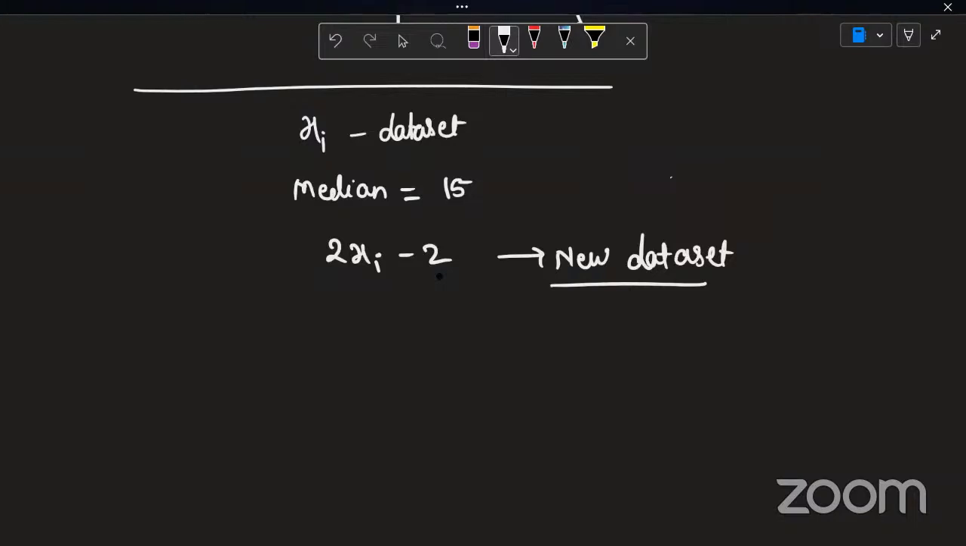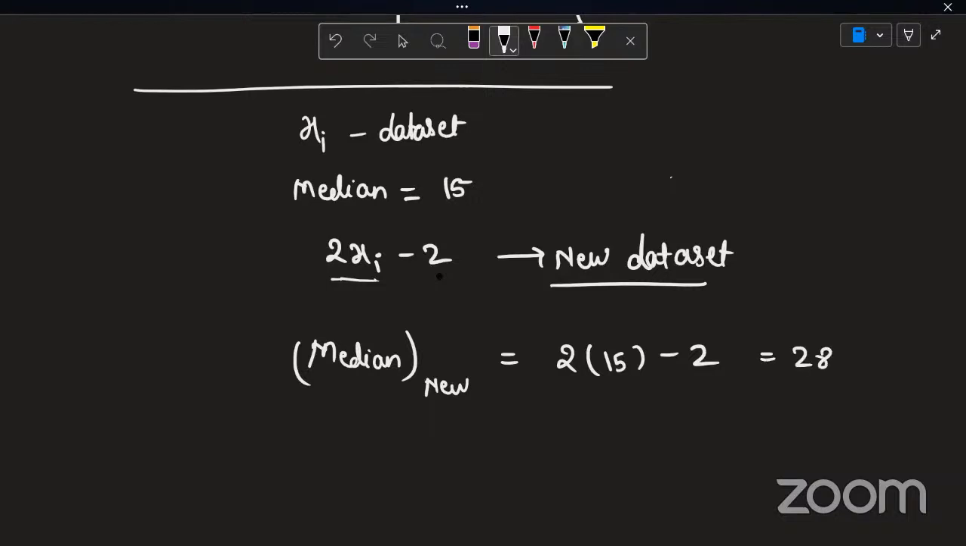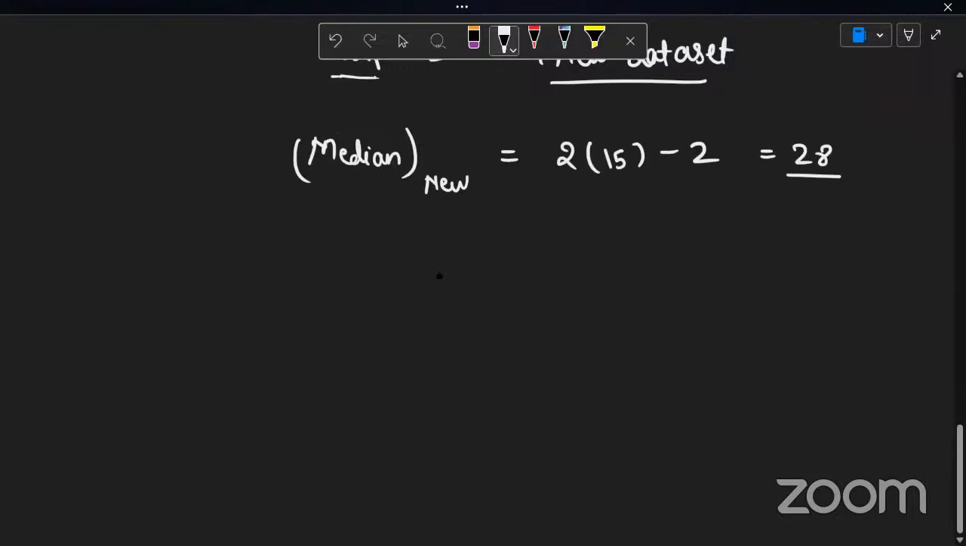The median is also doubled and subtracted by 2. Why is it so? Because the whole data set is multiplied by 2 and then subtracted by 2, right? Yes. So there will be no change in the order of the data set, fine? Therefore, this new median will be equal to 2 into 15 minus 2, which is 30 minus 2, 28. Fine? So this will be the median for the new data set.